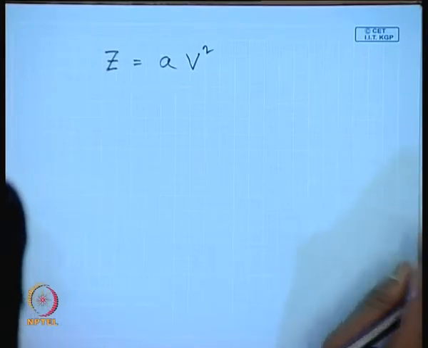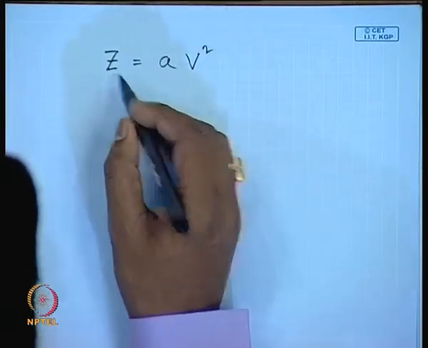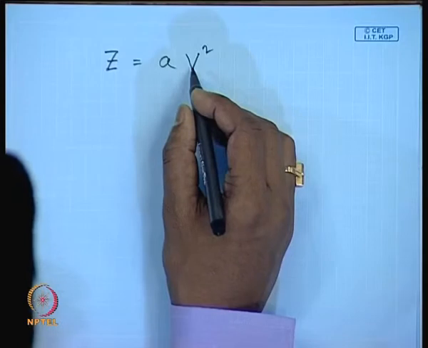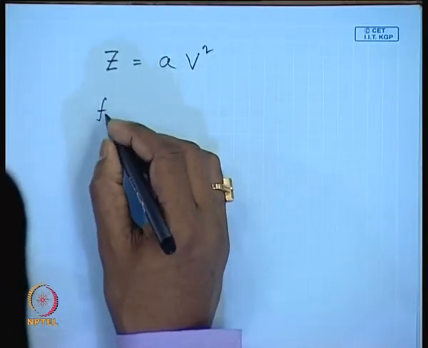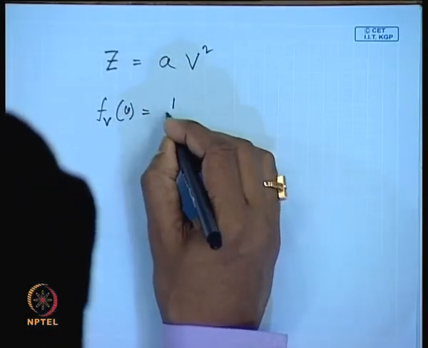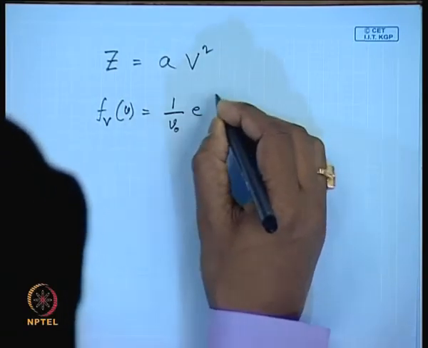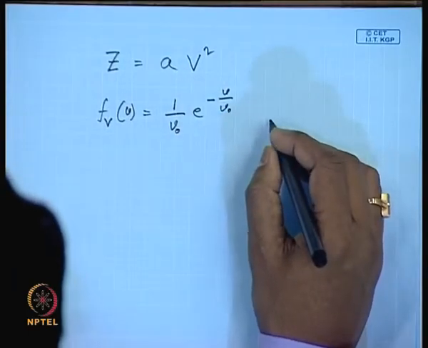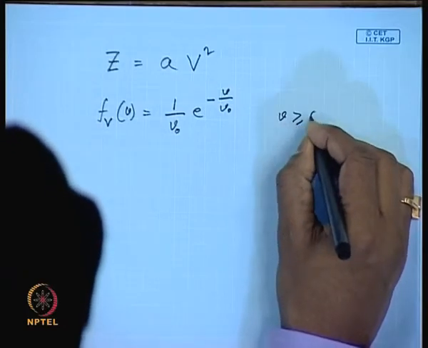Now here the question is, if we know the distribution of this v, whether we can get the distribution of this z. Now this wind velocity, generally what we see is that it has an exponential distribution. Say it looks like an exponential distribution like this, and here the support of this one is greater than or equal to 0.